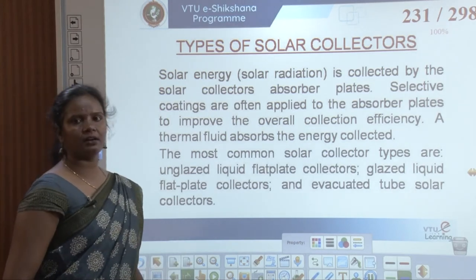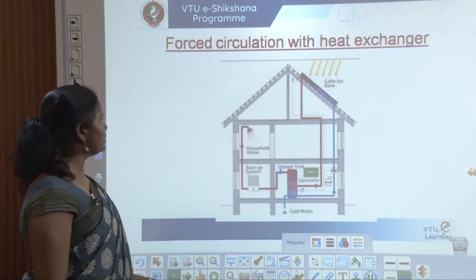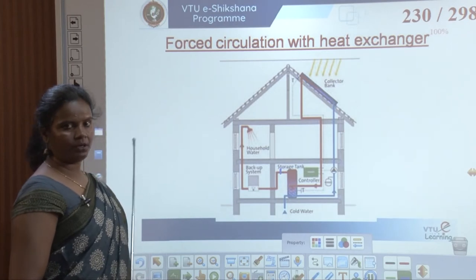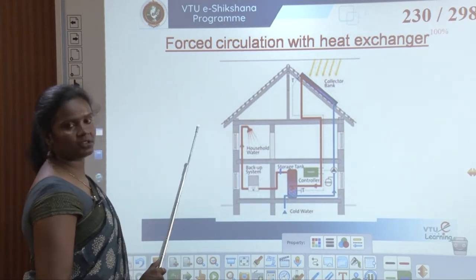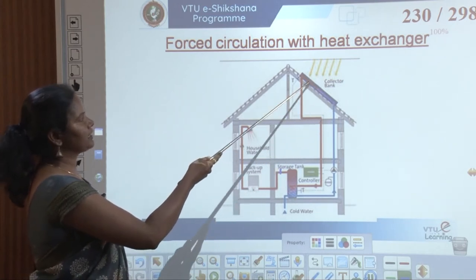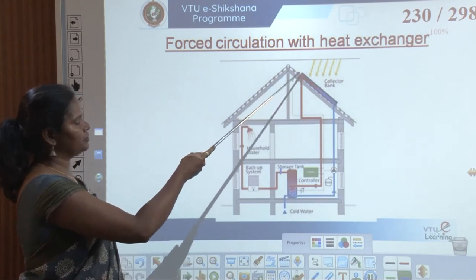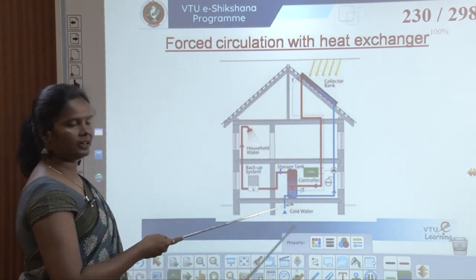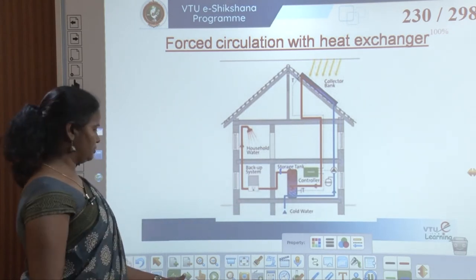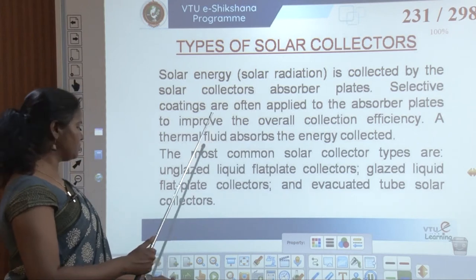Now this is types of solar collectors. Now what is a solar collector? As we said, there are three steps in this solar hot water system. One is the solar collector, and then it goes from here through the pipe to the storage tank. So connectivity, solar collector, and the storage tank are the three things which we have to remember. So, the types of solar collector.